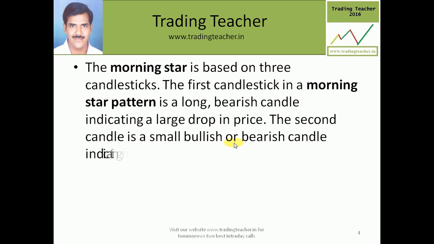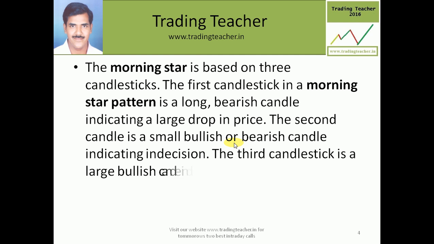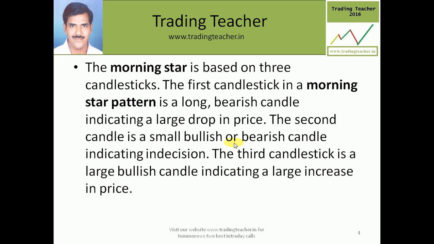The first candlestick in the morning star pattern is a long bearish candle, indicating a large drop in price. The second is a small bullish or bearish candle indicating indecision, meaning the second candlestick should be a doji candle. The third candlestick is a large bullish candle indicating a large increase in price. In the first candle the price drops largely, the second candle indicates indecision, and the third candle should cover the prices lost in the first candle.